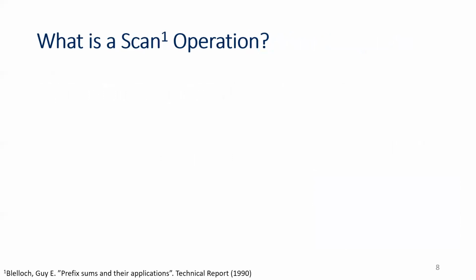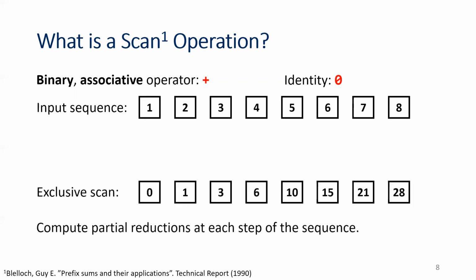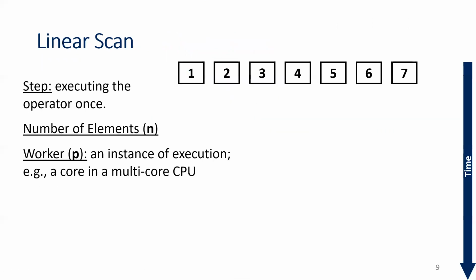At this point, you might be wondering what scan is. Given a binary and associative operator such as addition, as well as an input sequence such as from 1 to 8, scan computes the partial reductions at each step of the sequence. So in this case, 3 is the summation from 1 to 2, and 10 is the summation from 1 to 4. Before I get into more details about scan, let me first define three key terms.